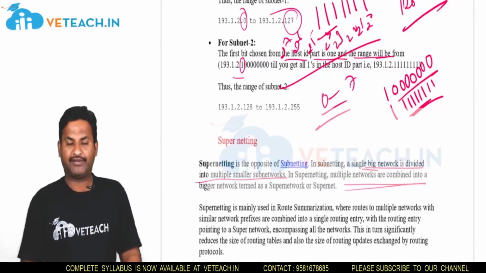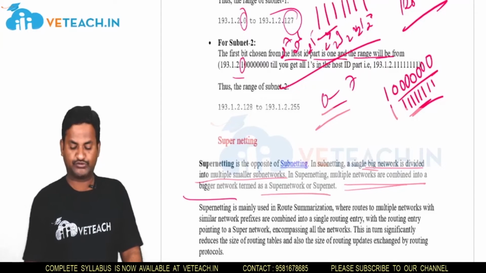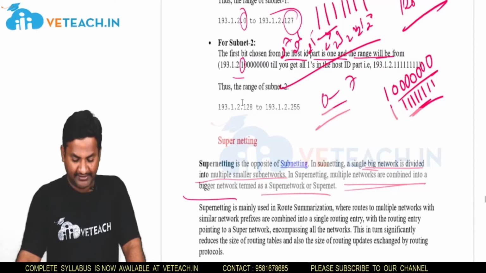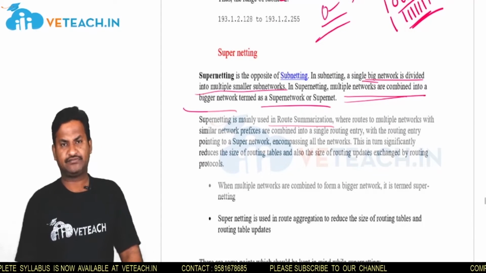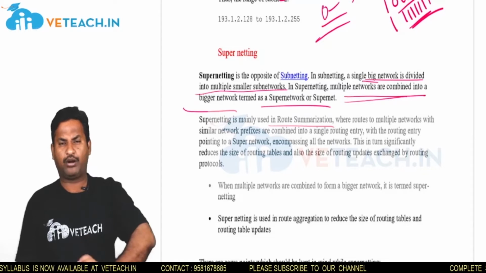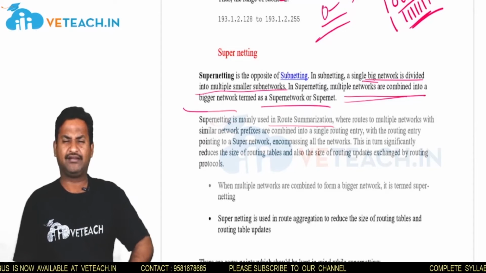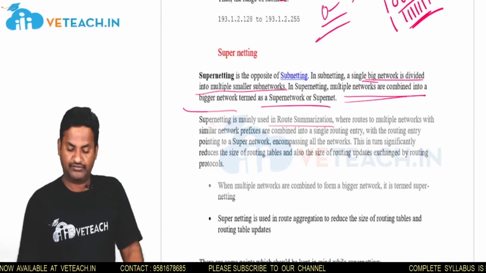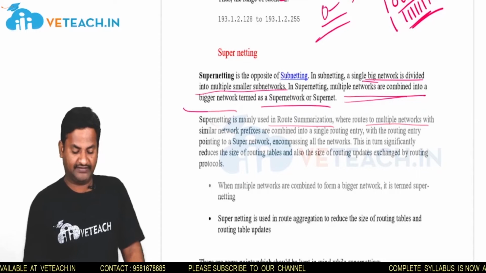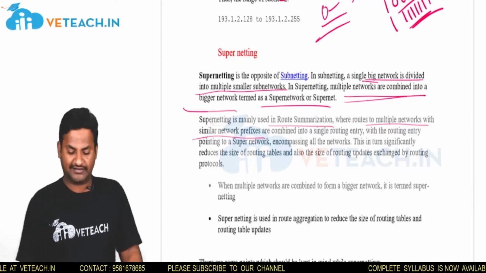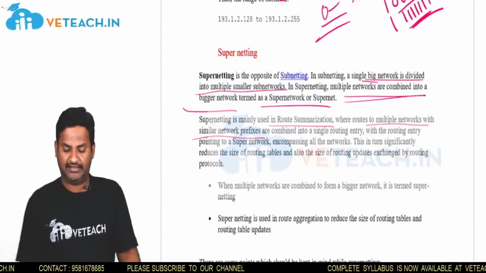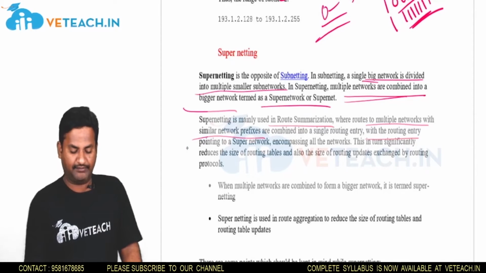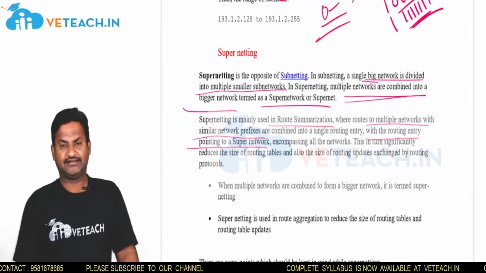Multiple networks are combined into a bigger network termed a supernet or super network. Here, a supernet is mainly used for route summarization, finding the path to all the nodes that are connected entirely, where routes to multiple networks with similar network prefixes are combined into a single routing entry. It is easy to find the path with a routing entry pointing to a super network.